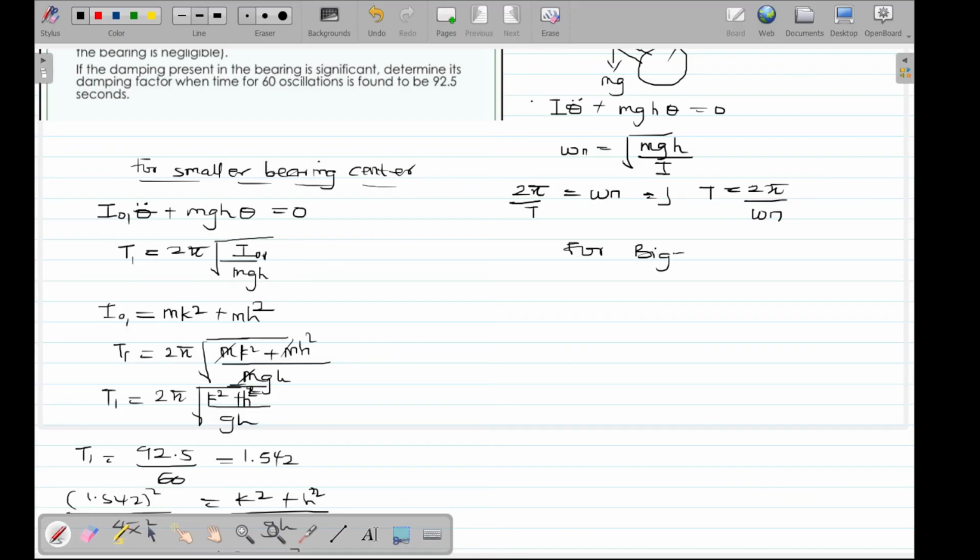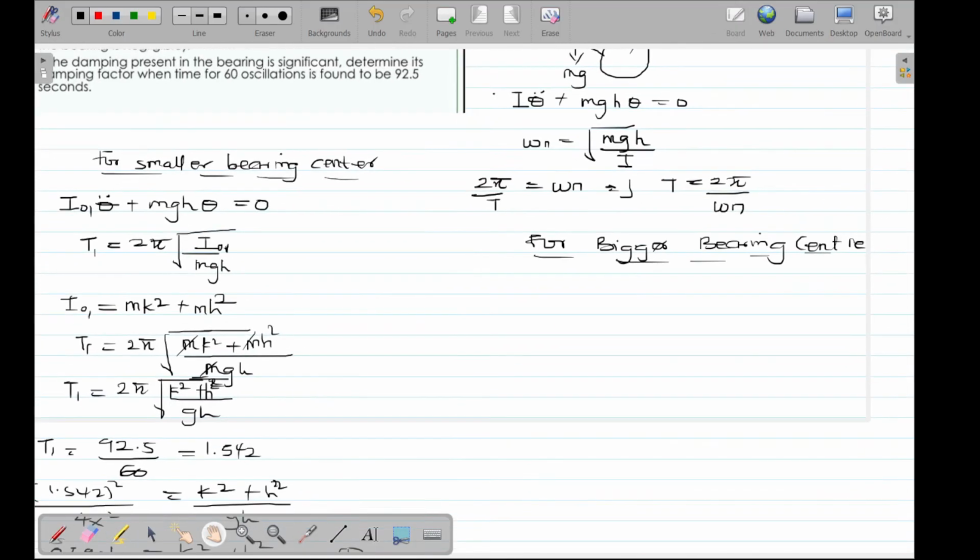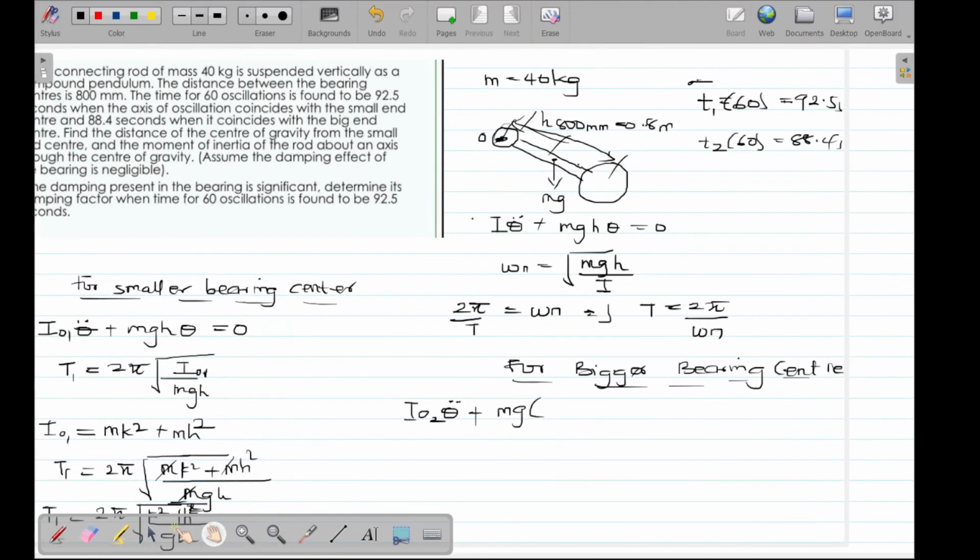Now the k is radius of gyration. So we'll go and deal with the bigger bearing center. So for the bigger bearing center, our I will be I naught 2 theta dot plus mg.